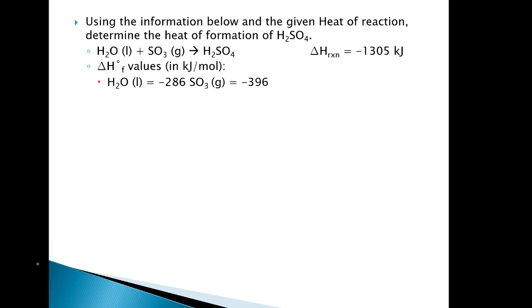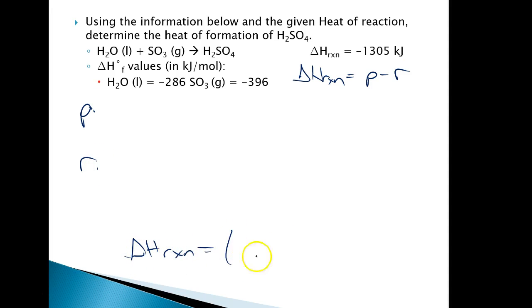Okay, now this one's a little bit different, but you handle it the same way. You know, heat of reaction is the products minus the reactants. So I'm going to do the products, I'm going to do the reactants, and then I'm saying delta H of the reaction is the product value minus the reactant value. Literally, please do it this way. Don't make your life miserable because you can easily mess this up. Products are here, reactants are there.